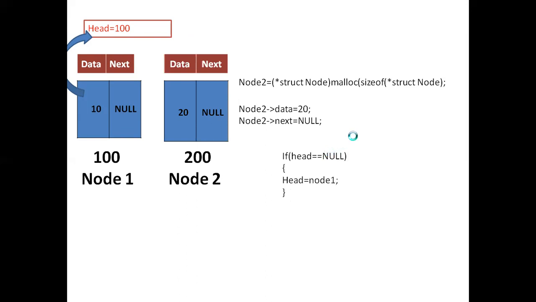So check if the head is equal to null or not. Initially, before creating node 100, head is null, but after creating 100, head is 100. 100 is equal to null? The condition is false, which means the if is false. Now, how do we connect these two nodes?